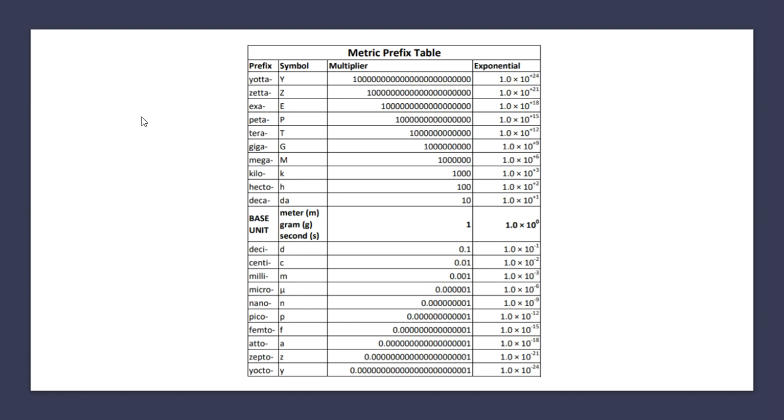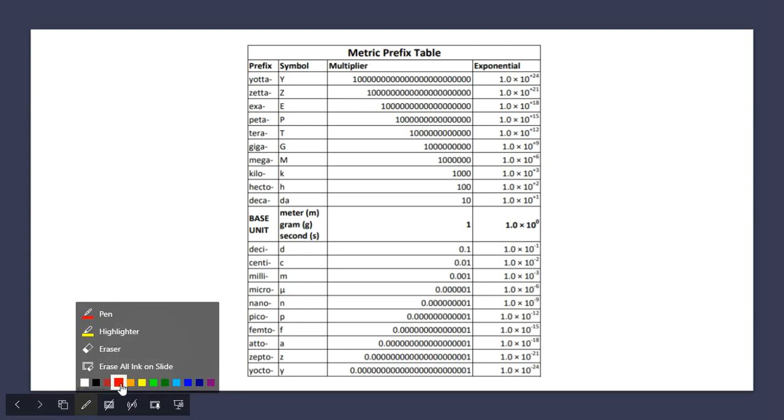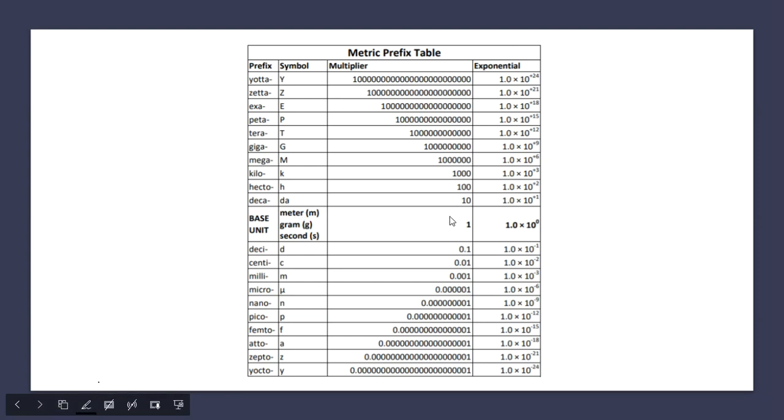Okay? So this is a really great tool because it gives you all of the different metric prefixes, and it tells you what the base units are. So meters, grams, seconds. There's also other base units as well that we're going to see. There's also liters, a base unit for measuring a liquid. But we're going to use all of these. And then you can have your different prefixes.